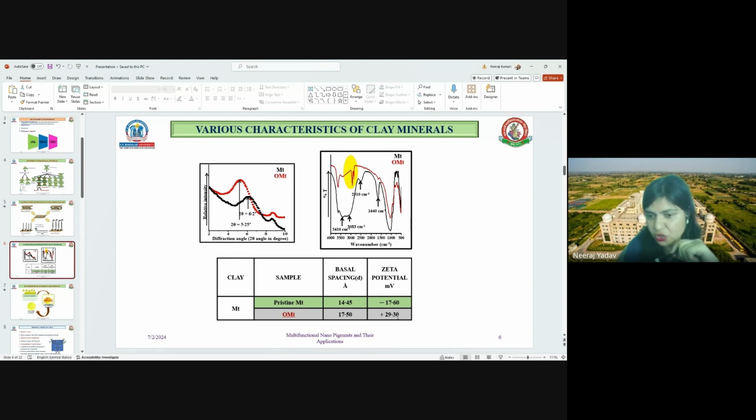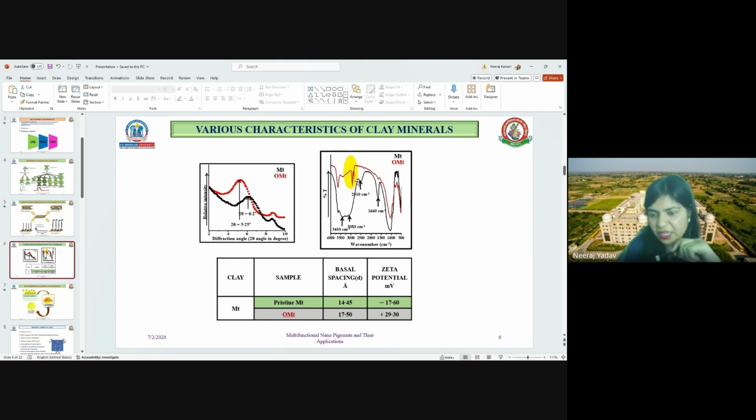So again it confirmed that, in addition to the interlayer presence of CPC, there is surface interaction, and this is further confirmed from the FTIR spectra. The peaks around 2954 and 2833 per centimetre, which are due to the asymmetric and symmetric stretching of the methyl group, again confirm the presence of the cationic surfactant on the surface of the clay minerals.